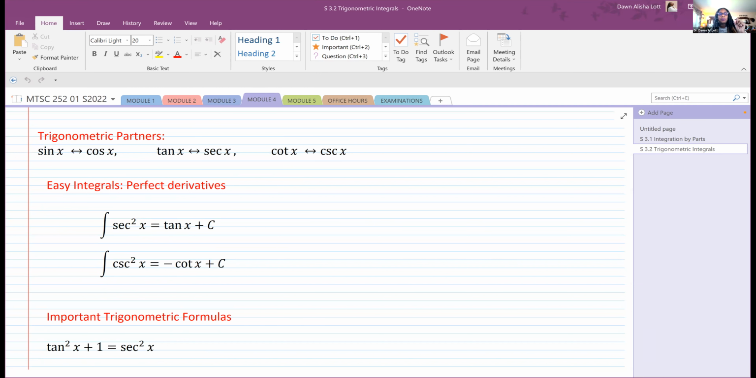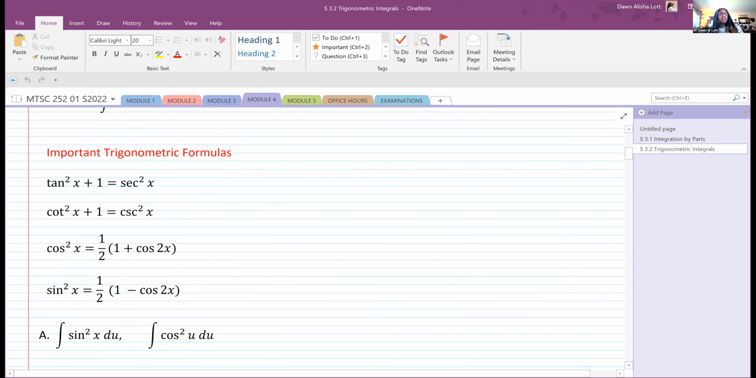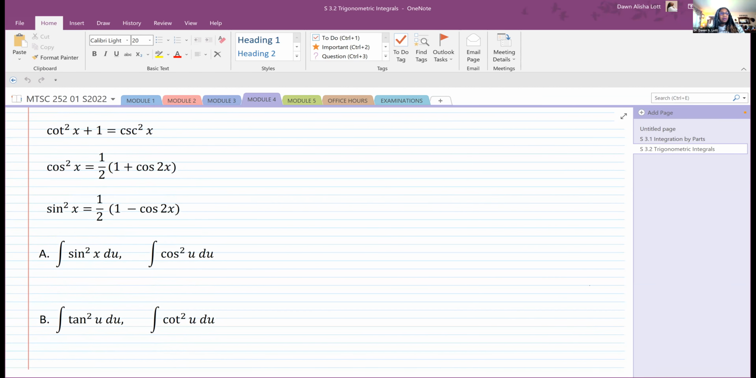Sines and cosines are partners, okay? Their derivatives involve each other. Same thing with tangent and secant, same thing with cotangent and cosecant. So these are perfect integrals because they're perfect derivatives. Then these were some trig function formulas that you are required to know. And then I believe he did the integrals of sine squared, cosine squared, tangent squared, and cotangent squared.